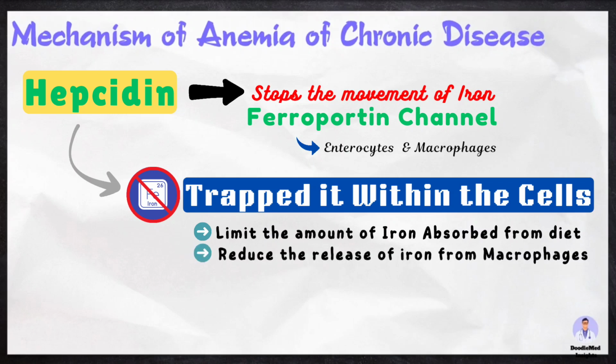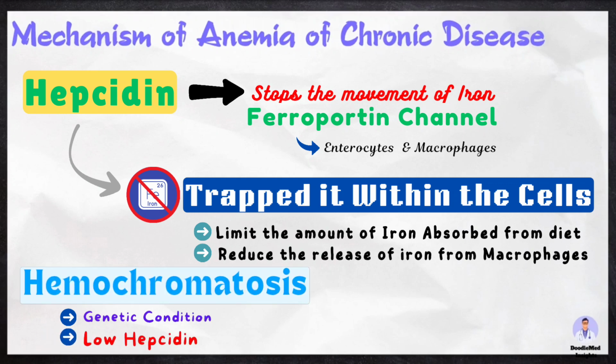Furthermore, hepcidin reduces the release of iron from macrophages by inhibiting ferroportin activity. In genetic conditions where hepcidin levels are too low, such as in hemochromatosis, excessive iron absorption can happen due to unchecked iron movement through ferroportin.